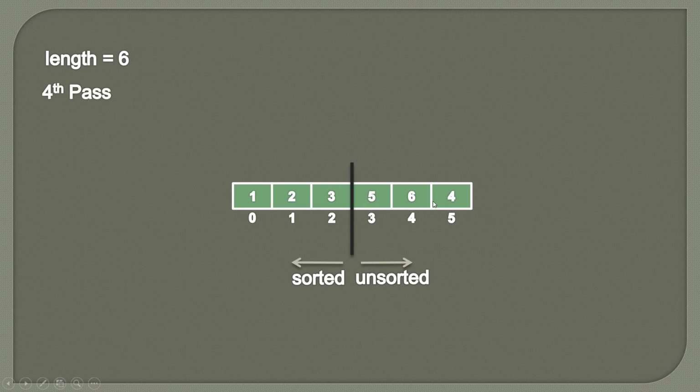We'll continue with the fourth pass. We'll assume 5 is the minimum element among the elements in the unsorted part. We compare it with the rest of the elements. 6 is not less than 5. So we move ahead. 4 is less than 5. So 4 will become our new minimum.